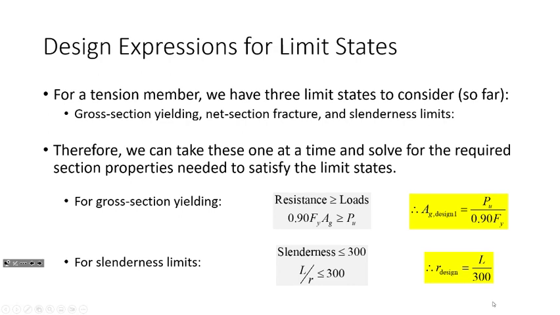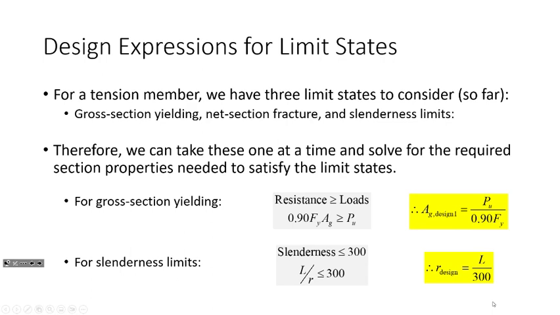What it says is that the resistance has to be greater than or equal to the loads. What are the loads? Well, the loads are 1.2 dead plus 1.6 live, whatever the load factors are, right? What is the resistance? 0.9 Fy Ag. Now, if I'm in design mode, what do I not know about this box?